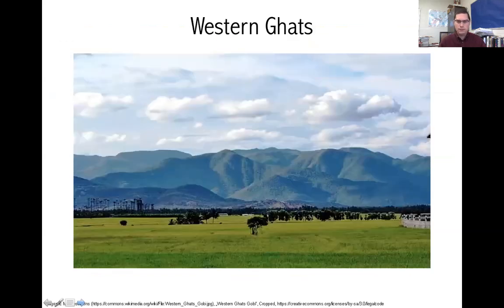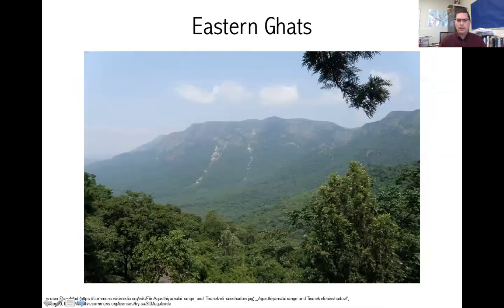So let's look at it from ground level. Here are the Western Ghats, and again, if I understand correctly, this is taken from the Deccan Plateau. So we're standing on the Deccan Plateau here, looking to the west at the Western Ghats in this picture. And here are the Eastern Ghats, kind of the same thing.